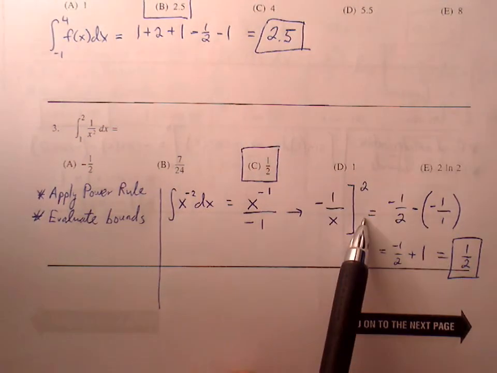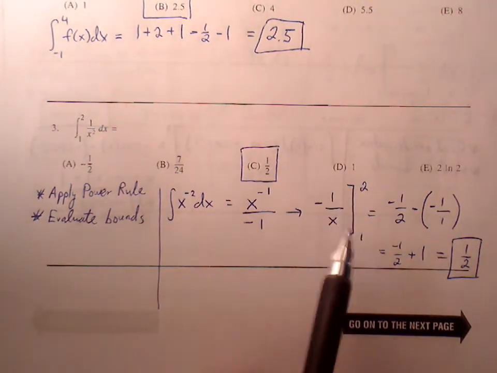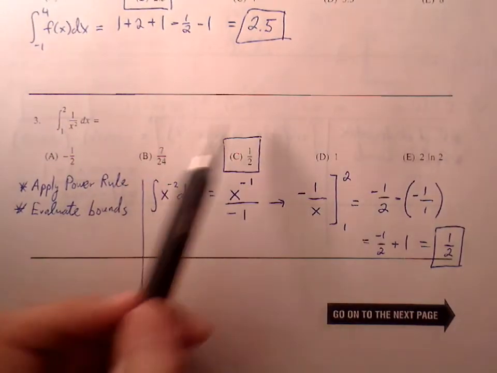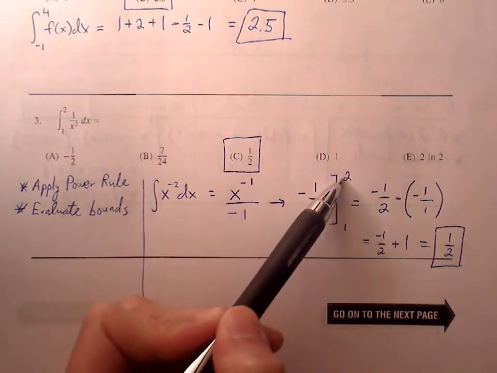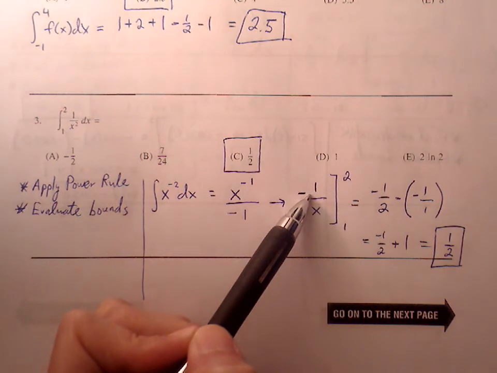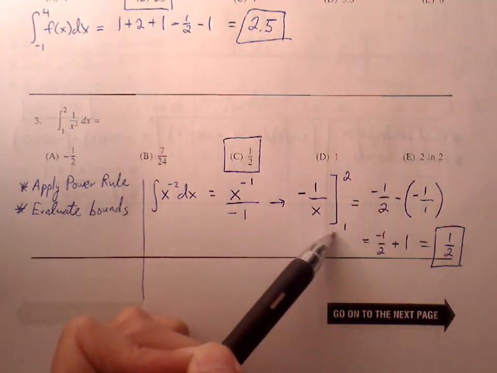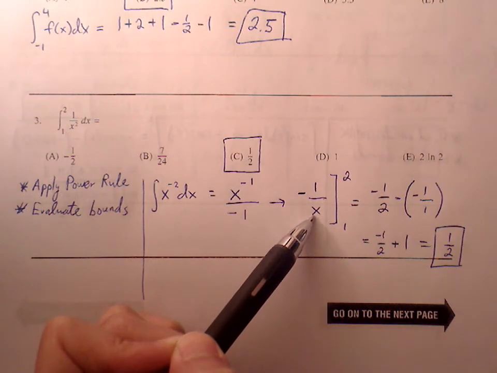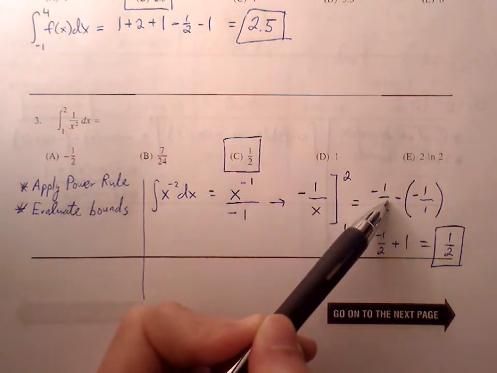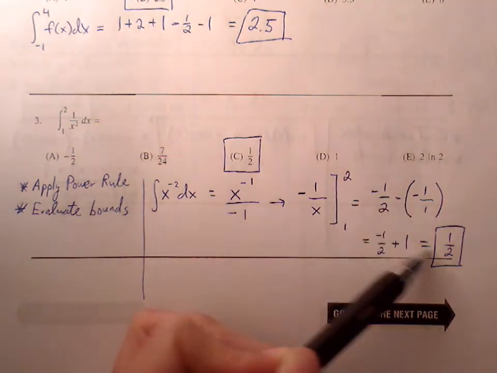So the half bracket indicates that I'm going to be plugging in and evaluating my values at the upper and lower bound. The upper bound's value gets plugged in first. We get -1/2 minus, in parentheses, the lower bound, which is -1 over 1. So the two negatives become positive. -1/2 plus 1 is 1/2.